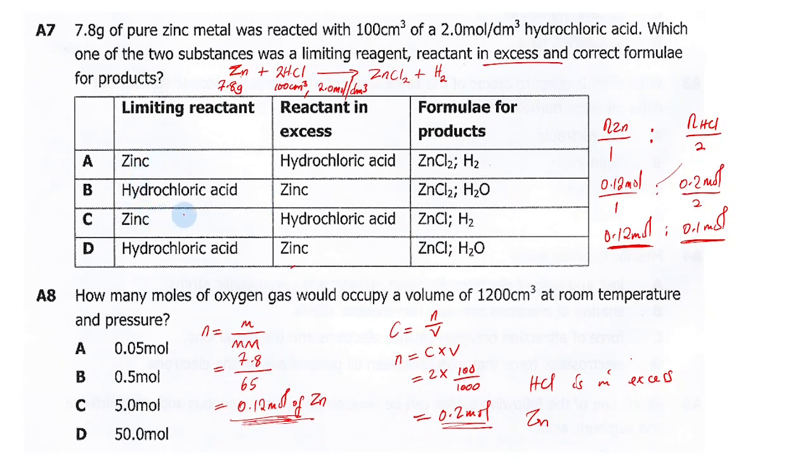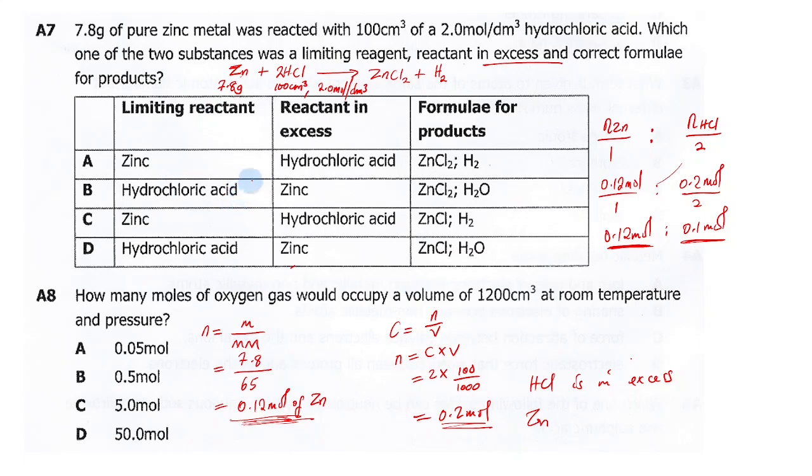So now, since in our question they're asking us which one of the two substances was the limiting reagent, we have found it. So limiting reagent, it should be zinc.